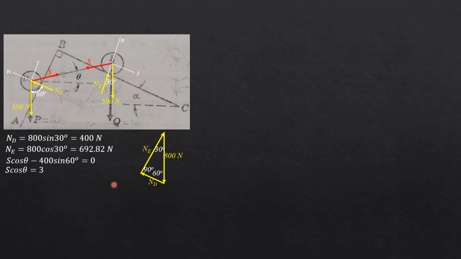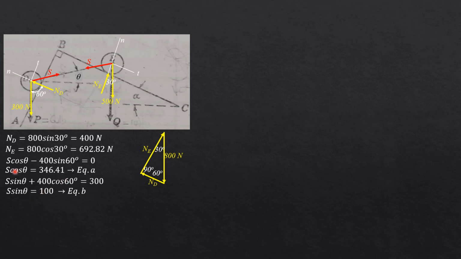So S cosine theta is equal to 346.41, equation A. Remember that this is the same equation in the preceding slide. Then here, summation of forces vertical: S sine theta plus ND cosine 60, 400 cosine 60, minus 300 equals 0. So solving for S sine theta equals 100. So that's equation B, which is the same equation as before.